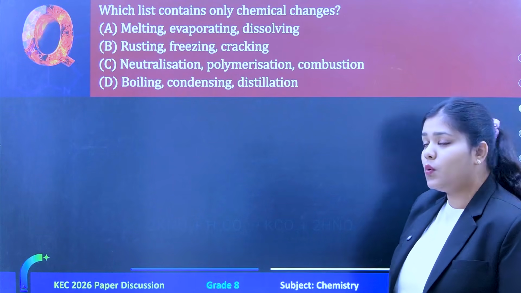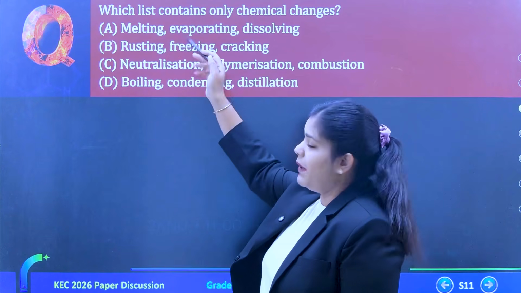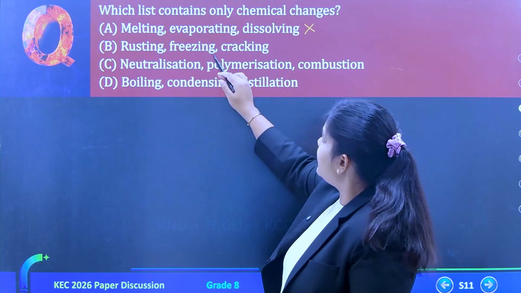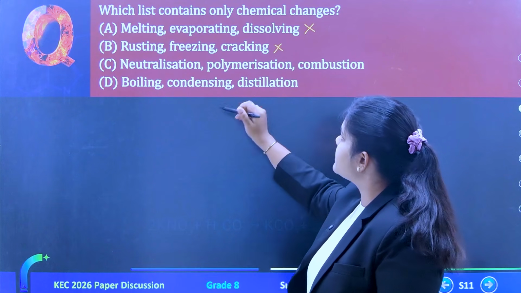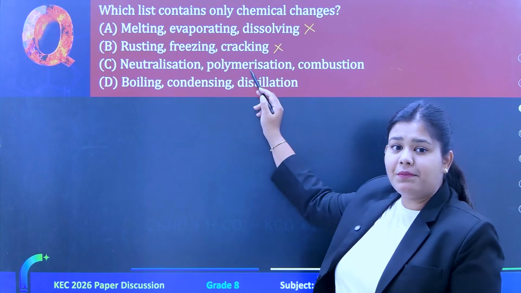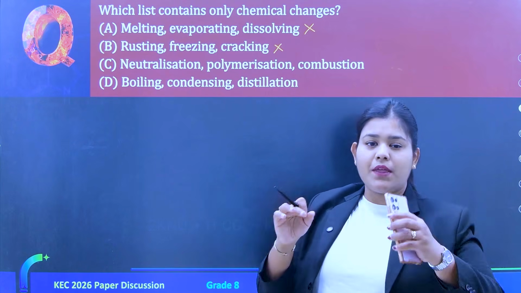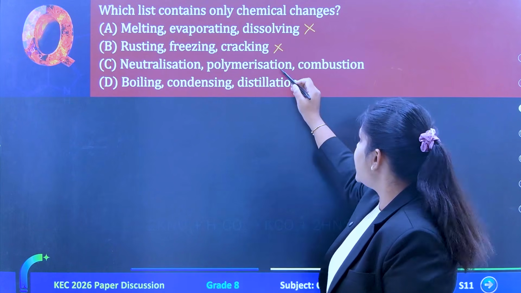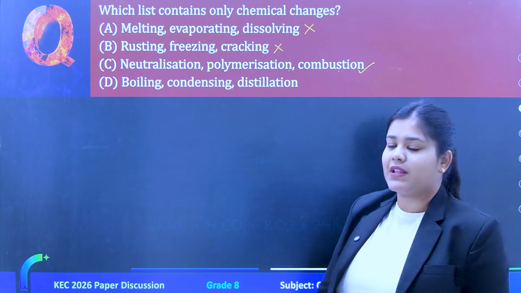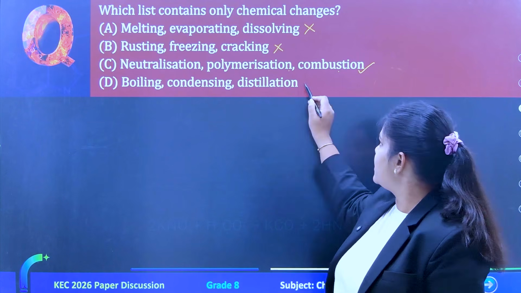Which list contains only chemical changes? Melting is a physical change, so option A is not our answer. Rusting, freezing. Freezing is a physical change, so B is not the answer. Neutralization, chemical change. Polymerization means when small compounds combine together to make one big molecule, so yes, it is a chemical change. Combustion is also a chemical change. So option C looks like the answer. Boiling, condensing, distillation is also not an answer.